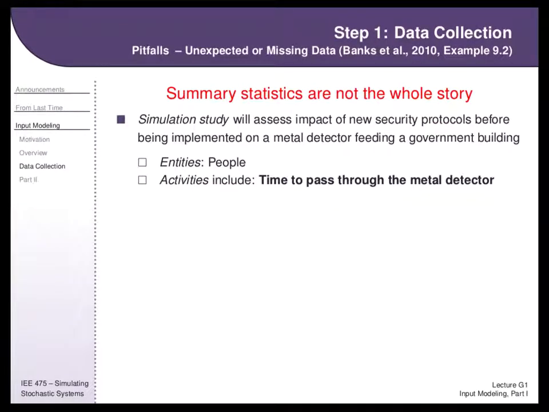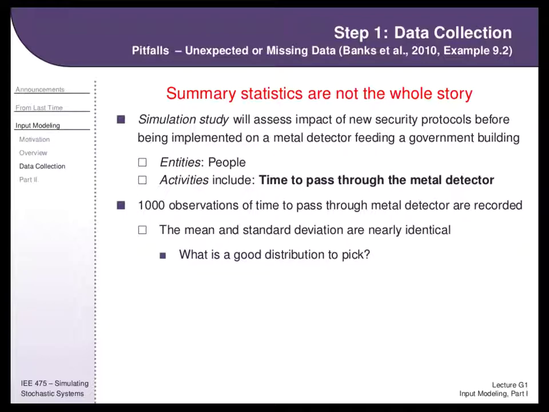All right, so let's say that you're studying security protocols in a metal detector in a government building. You draw the diagram: entities are people, the activities are the time it takes to pass through the metal detector. So you collect 100,000 observations of the time it takes people to walk through the metal detector. And you notice that the mean and standard deviation are nearly identical. So it's almost as if the distribution has a single parameter instead of two parameters.